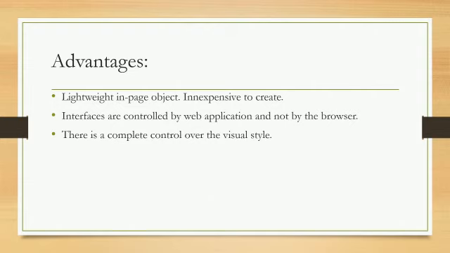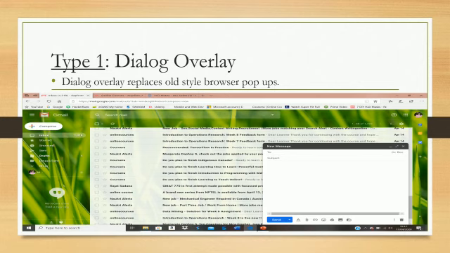So there are three types of overlays to be discussed. They are dialog overlay, detail overlay, and input overlay. Type 1 is dialog overlay. The dialog overlay replaces the old style browser pop-ups.